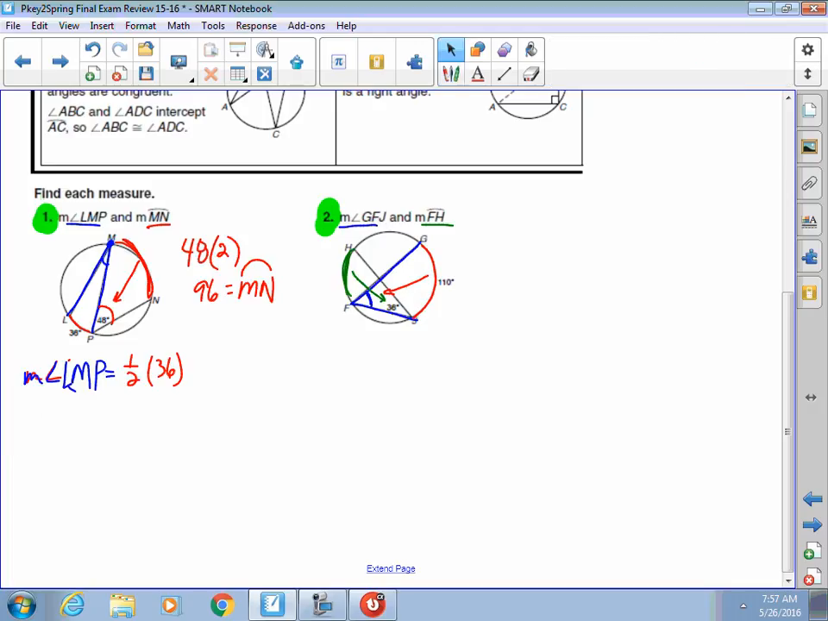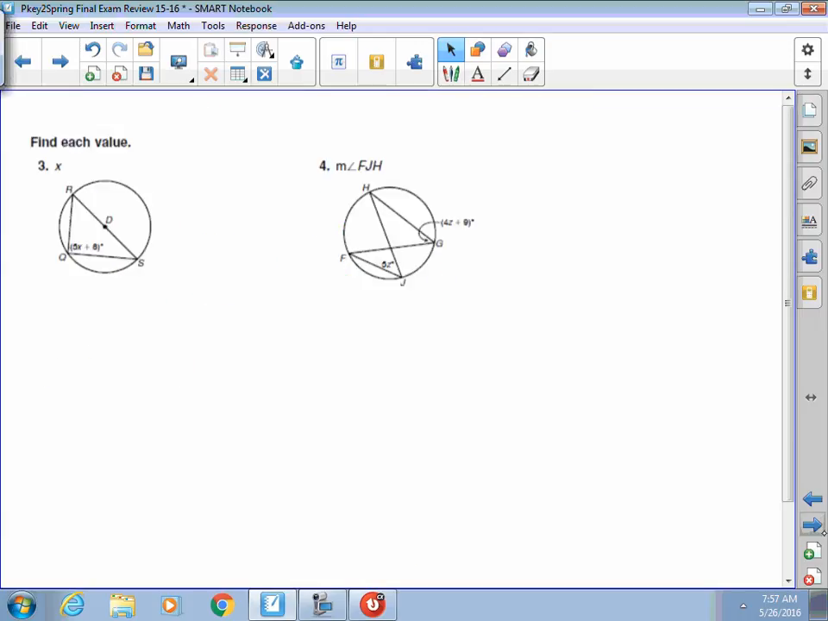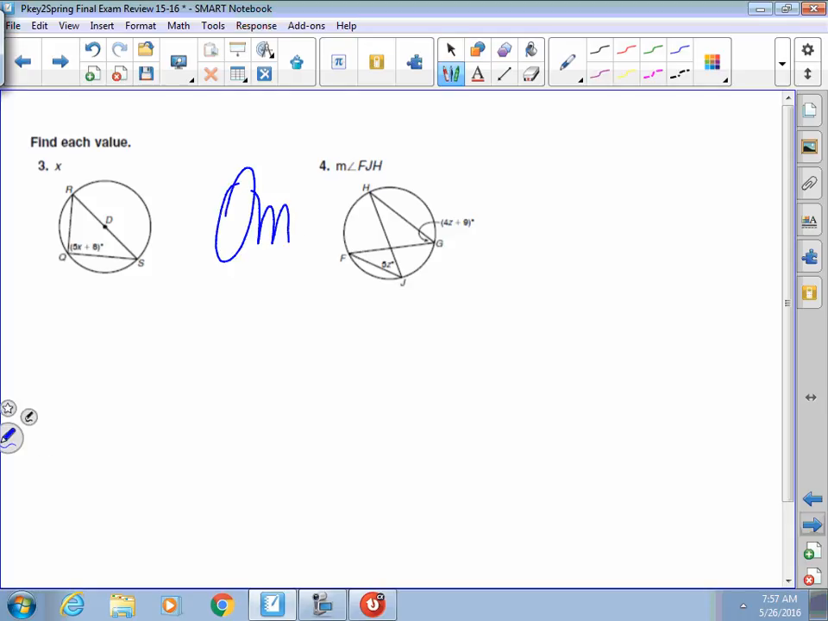All right, so don't worry about 3 and 4. That's taking care of your angles for circles. And then, so I'm going to go ahead and put out here, omit.